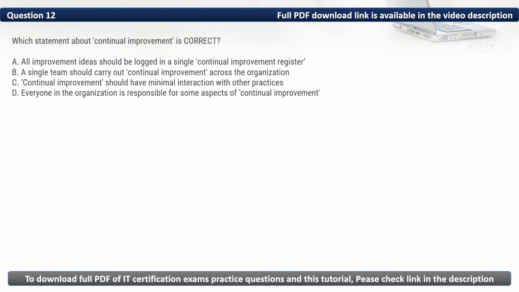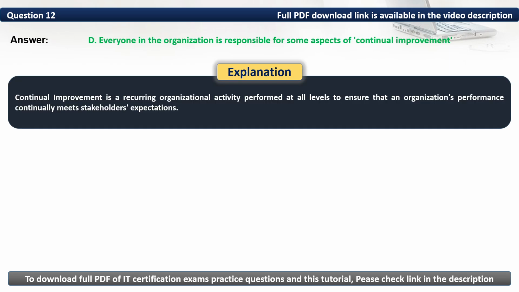Question 12. Which statement about continual improvement is correct? The statement that is correct about continual improvement is that everyone in the organization is responsible for some aspects of continual improvement. Thus, the correct option is D. Continual improvement is a recurring organizational activity performed at all levels to ensure that an organization's performance continually meets stakeholders' expectations.